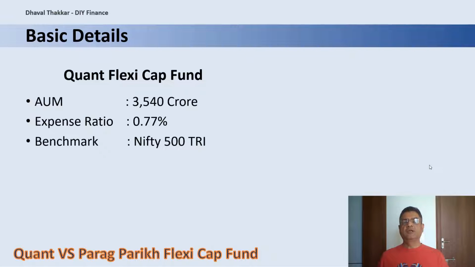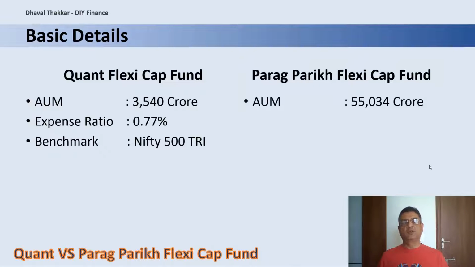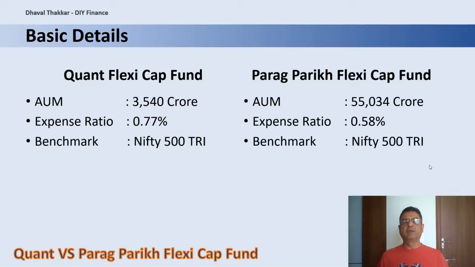Now let's look at the basic details for Parag Parikh Flexi Fund. Here, the AUM is more than 55,000 crores, which is one of the highest for a flexi cap fund. The expense ratio is 0.58%, which is below the average expense ratio for flexi cap funds. The benchmark index is Nifty 500 TRI.